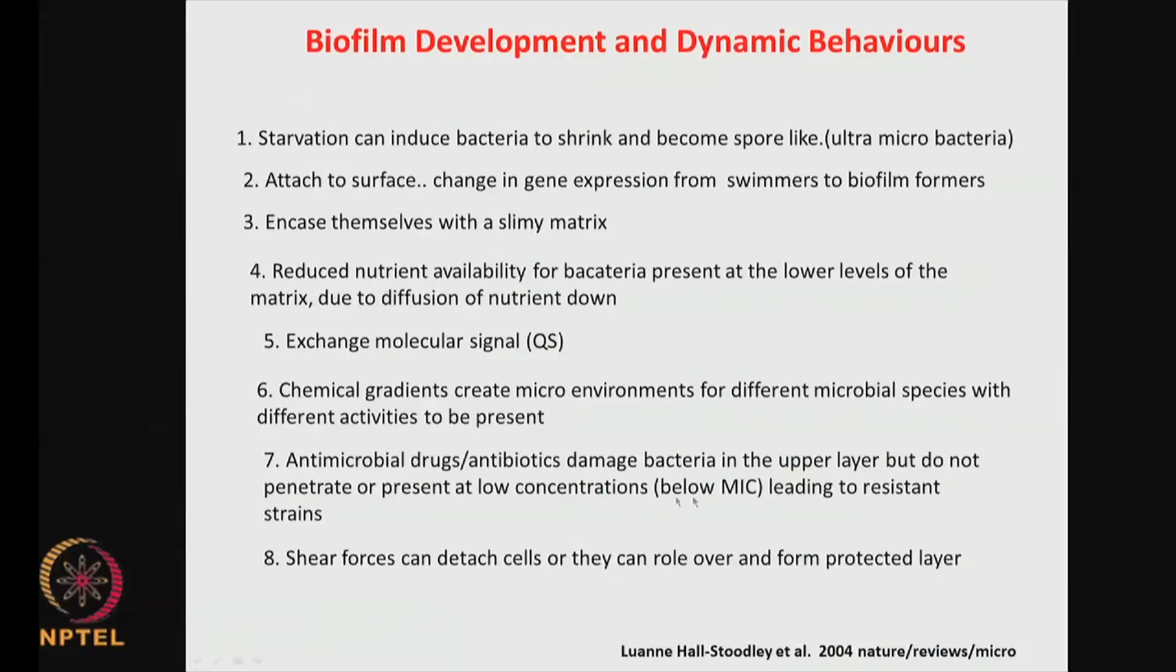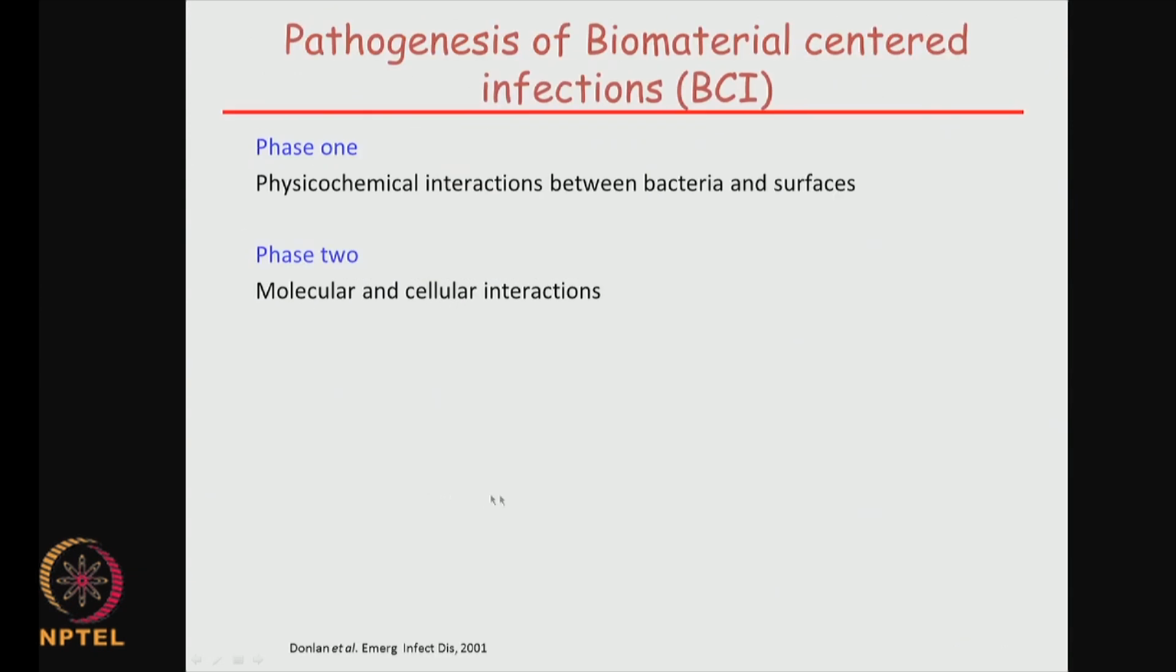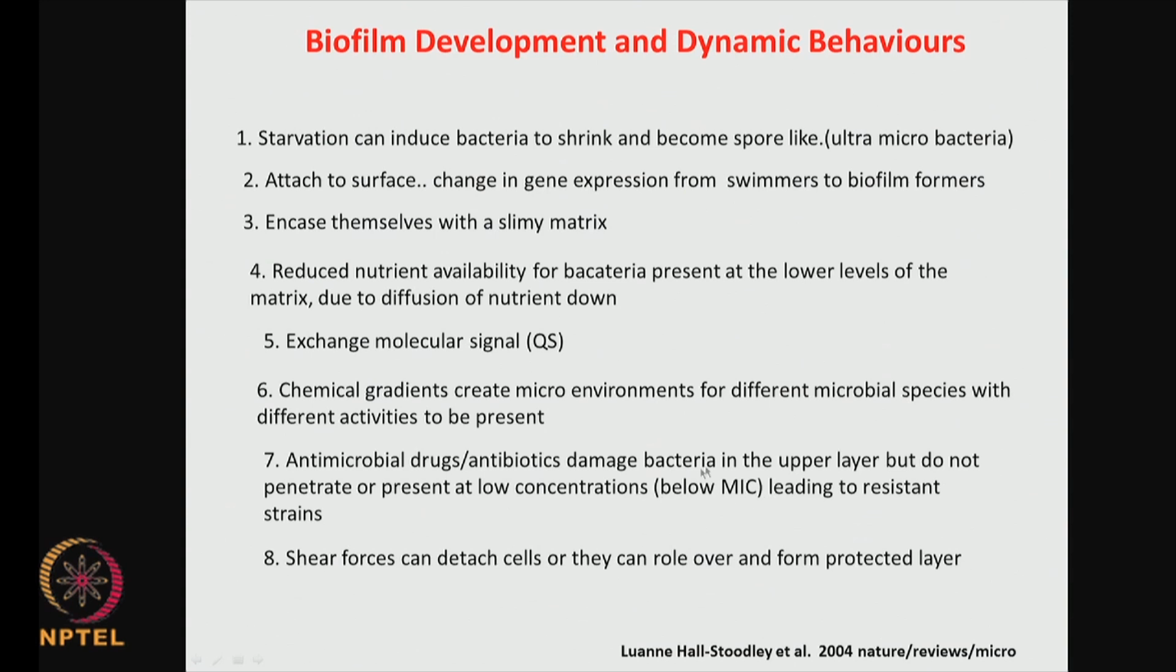So, antimicrobial drugs and antibiotics damage bacteria in the upper layer, but do not penetrate, or are present at low concentrations, at the bottom. So, they are below the MICs when compared to the concentrations of antimicrobials available at the top. What happens is the bacteria at the bottom become resistant strains because they are getting drug concentration much below their MIC.